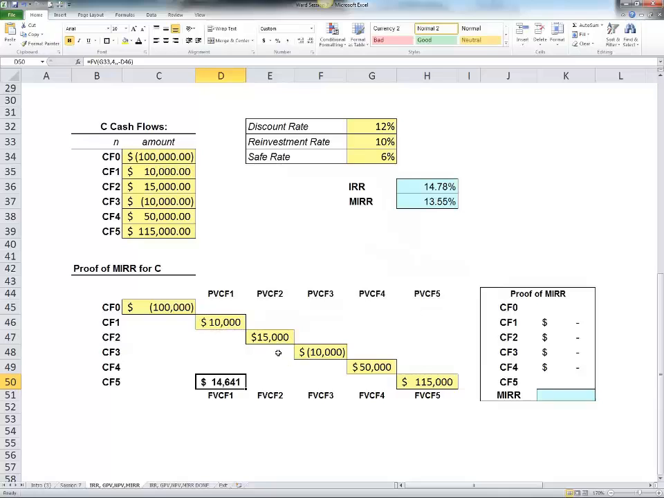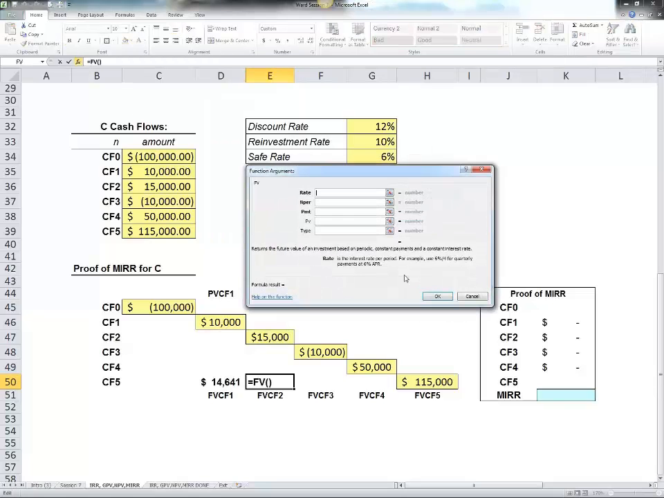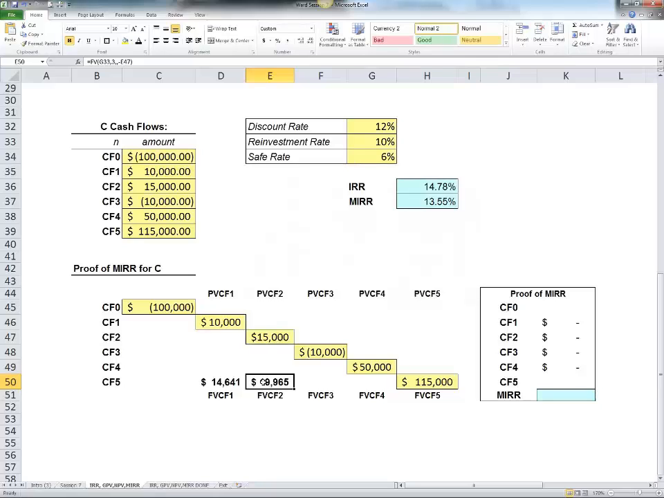And it'll grow to $14,641. When we get this $15,000 cash flow, it'll grow for 3 periods. So we'll grab future value and our 10% reinvestment rate for 3 periods. When we get that $15,000 cash flow, we will reinvest it, and it will grow to $19,000.